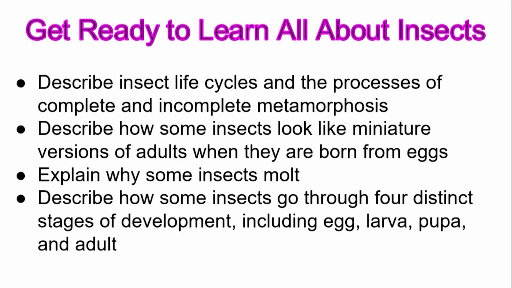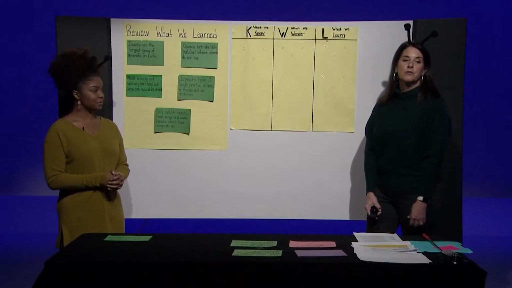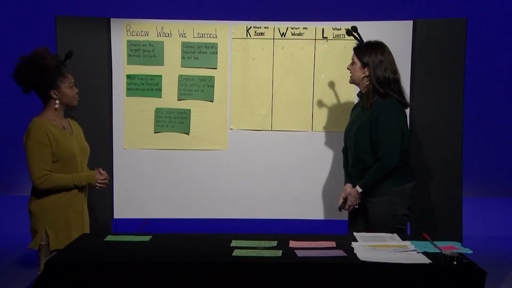And finally, you will be able to describe how some insects go through 4 distinct stages of development, including egg, larva, pupa, and adult. Here is the title of our lesson today, Life Cycles of Insects. Let's review some important facts now that we've already learned about insects during our first 2 lessons.